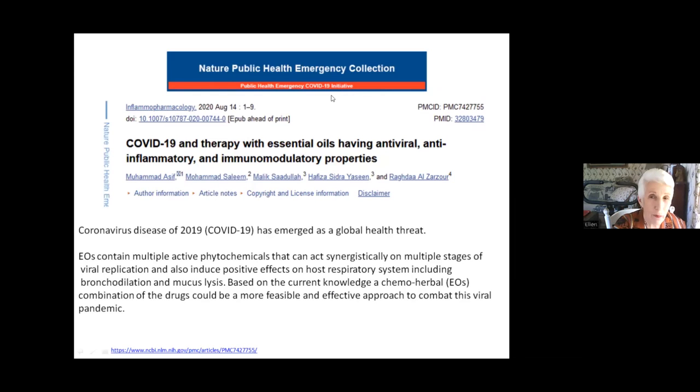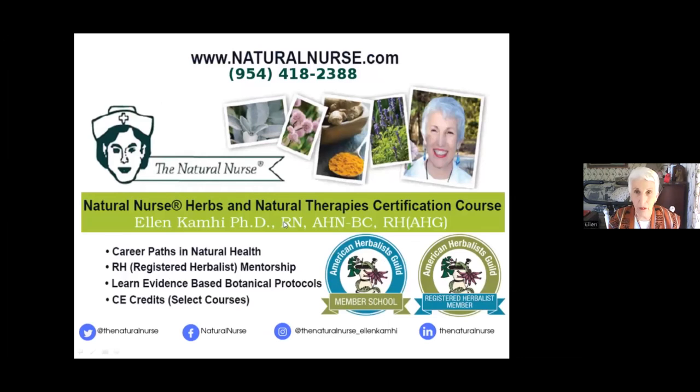If we're looking at some very recent research, this one was in 2020 about COVID-19 in particular, and different oils that have antiviral and anti-inflammatory and immunomodulatory properties. And it speaks in depth about a lot of herbs, including oil of oregano, and the fact that it even has a proclivity towards protecting lung tissue. So there's always so much to learn.